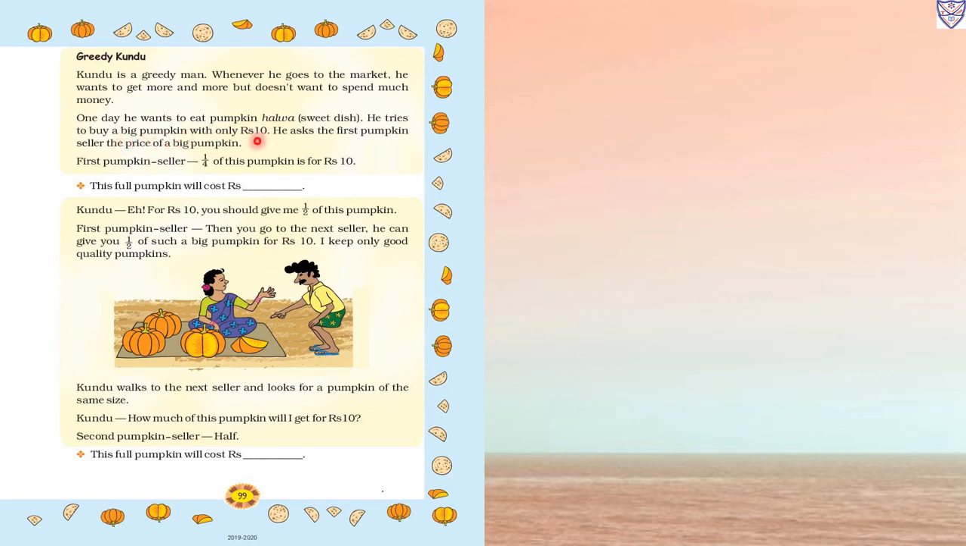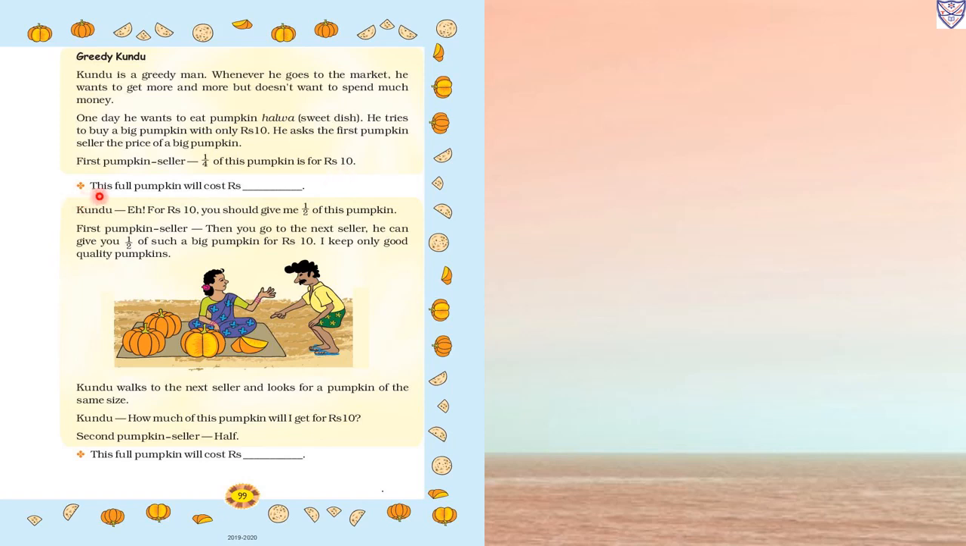You want to eat pumpkin halwa, so you want to buy a pumpkin that is also big, and that also in rupees 10 only. So he asked the first pumpkin seller the price of the big pumpkin. The first pumpkin seller said 1/4 of his pumpkin is for rupees 10. Means the pumpkin is in the shape of a circle, so it will give only 1/4, means it is divided into 4 equal parts. So he will give only 1 part from the 4 equal parts. So that is costing rupees 10.